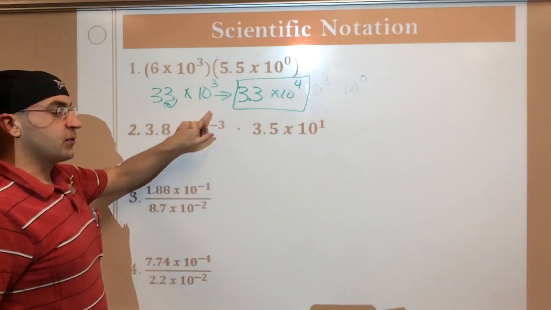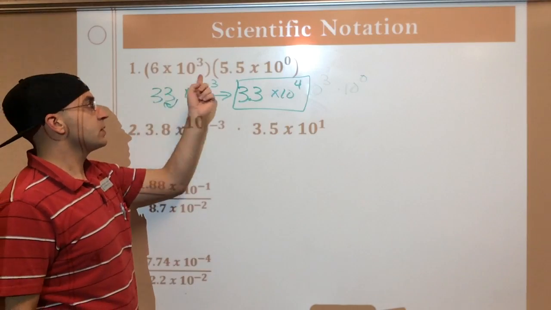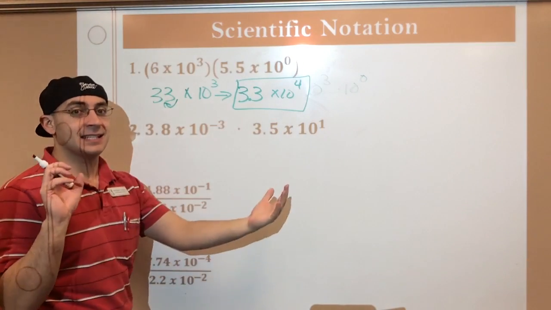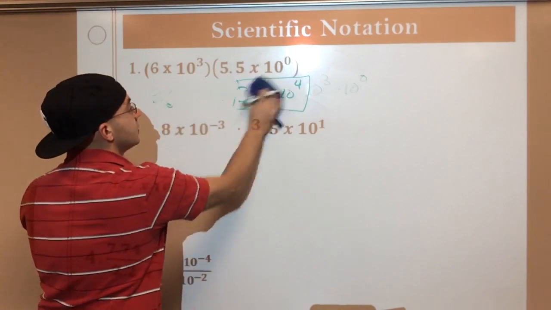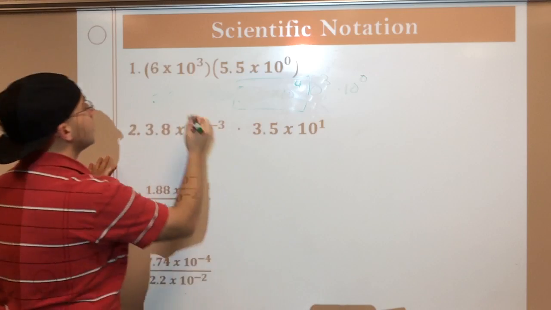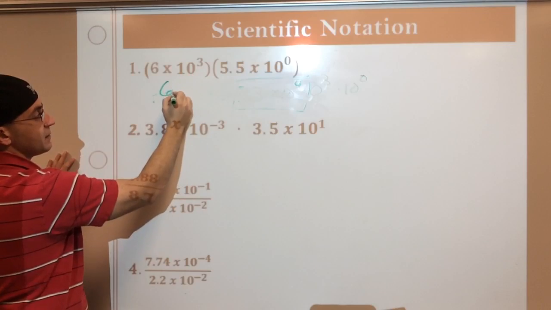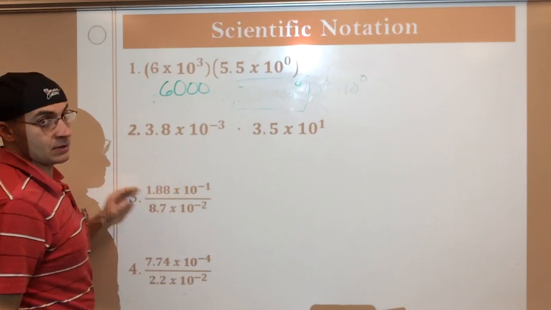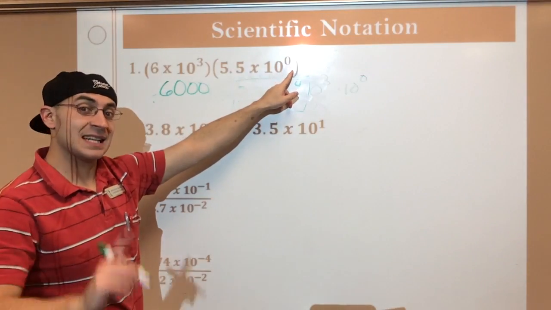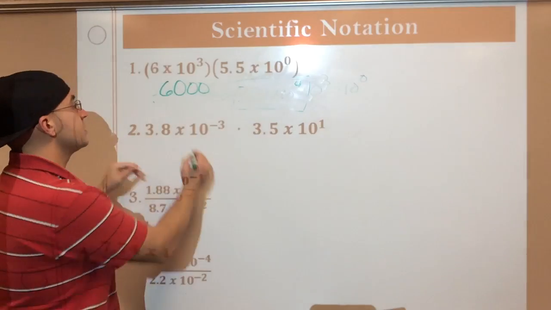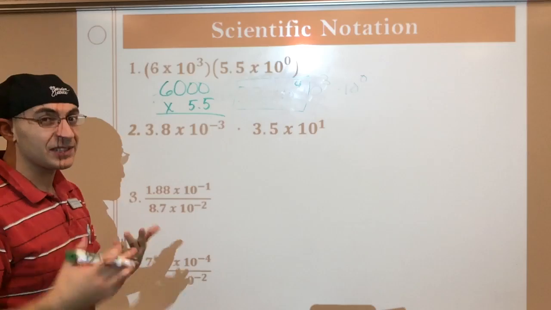Okay. Now for the cheat way, the kind of fake way to do this. Take each individual number and take it out of scientific notation. So for instance, 6 times 10 to the third power. If I have 6 to the third power, it means I have to move the decimal place to the right 3 times. That number is 6,000. The other number is 5.5 times 10 to the 0, but we know anything to the 0 is 1. So it's 5.5 times 1. This becomes something a little bit more manageable. It's 6,000 times 5.5. That's a little easier, I think.